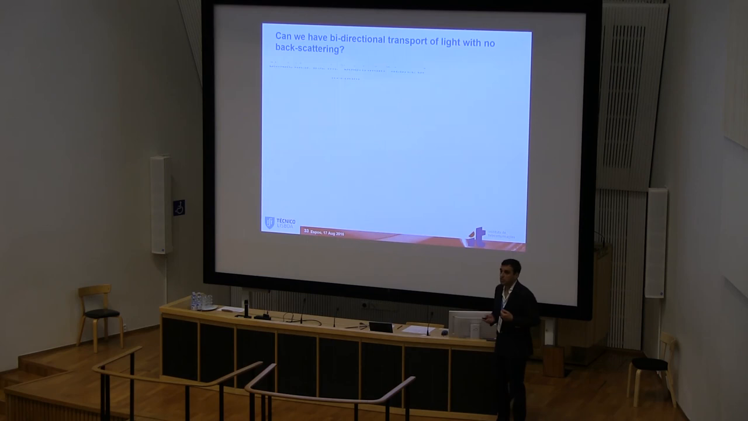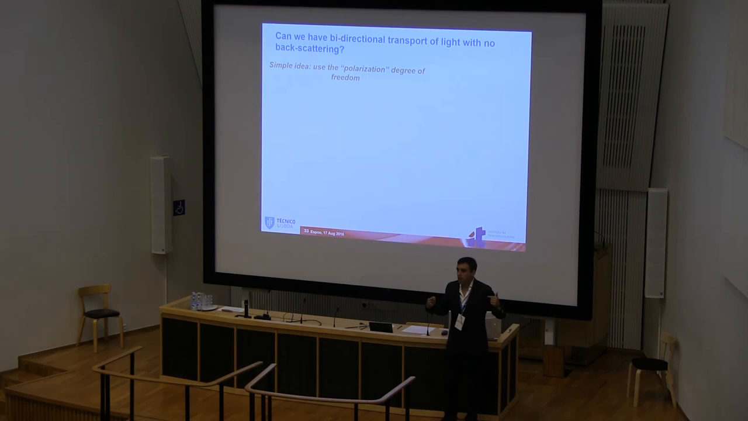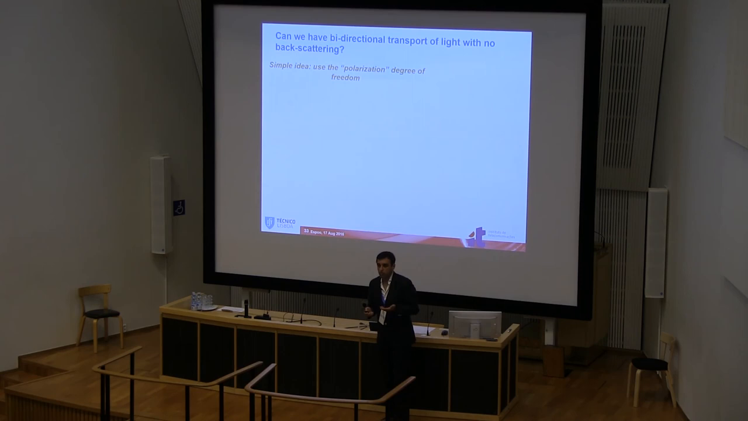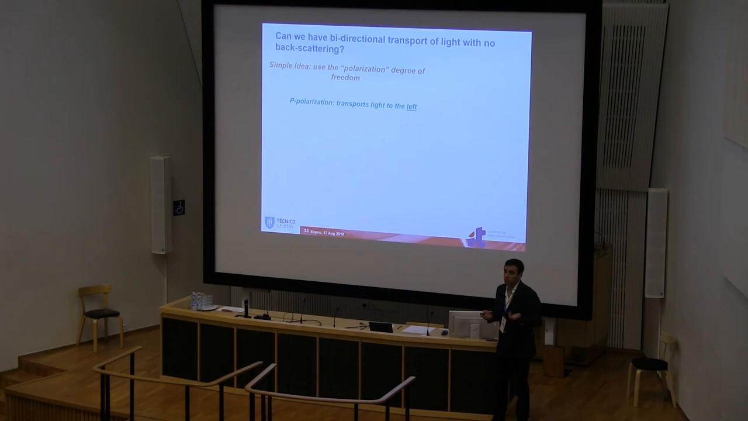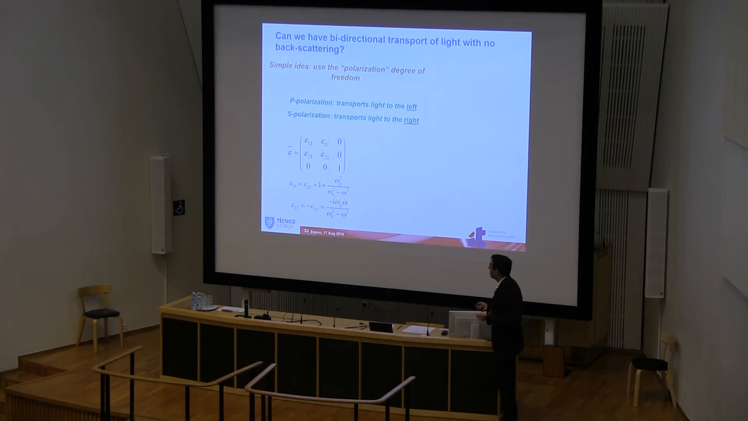And I'll start with something very simple that connects with what I have been discussing. If you want to have bidirectional propagation with the solutions I've been discussing, there is a simple way to do it. Just use polarization. The idea is, use P-polarization, TM, to transport light to the left without backscattering, and use S-polarization to transport light to the right with no backscattering. And how can we do this? It's simple. It's almost trivial.